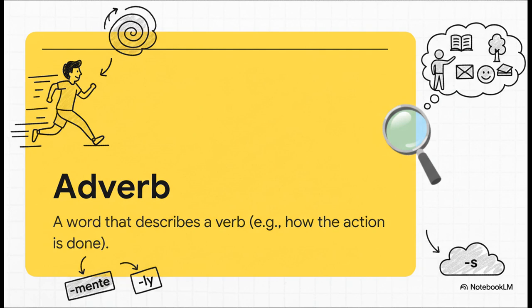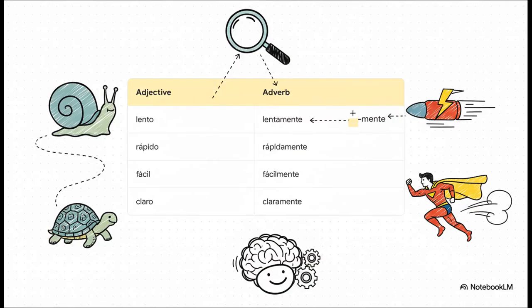It's pretty simple. Adjectives describe nouns, people, places, things. Adverbs describe the action, the verb. And in Spanish, that little magic ingredient is usually adding mente to the end, kind of like how we add ly in English. Let's just look at a few of these side by side so it really clicks. Lento becomes lentamente. Rápido becomes rápidamente. See? When you see the pattern like this, it becomes super clear, doesn't it?